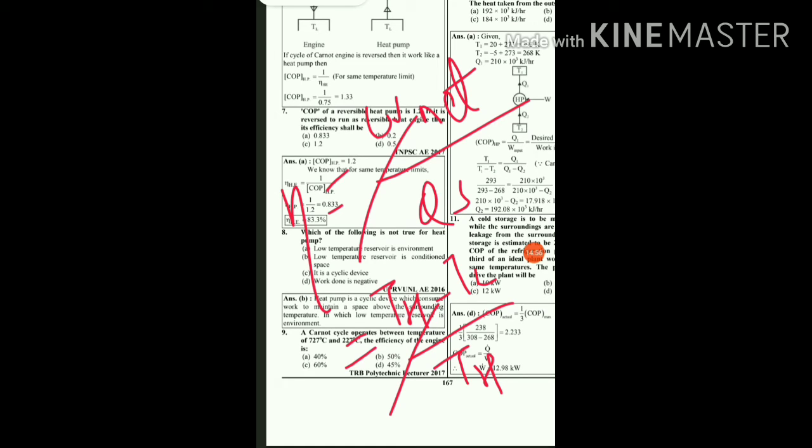So the efficiency can be found out: TH is 727, TL is 227, so you just put them in the formula. Convert into Kelvin: 727 plus 273, that is 700 plus 200, that is 1000, minus 227 plus 273, so it comes out to be 500 divided by 1000, that is 1 by 2, that is 0.5, or 50%. So option B will be the right answer for this question.